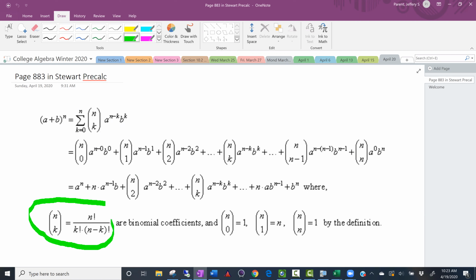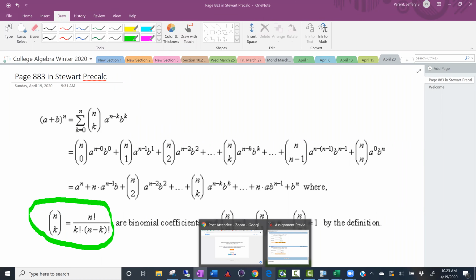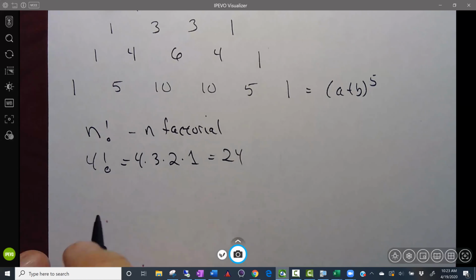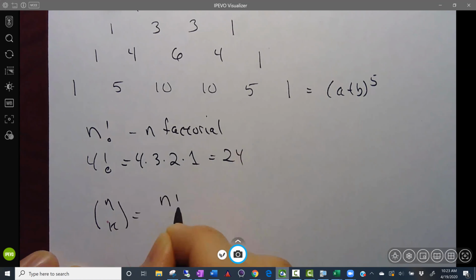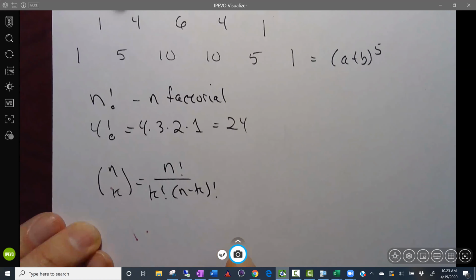What are these coefficients in general? Okay, so it's n factorial over k factorial times n minus k factorial. Oh my gosh, that looks pretty bad. Let's work with it though. Okay, so n choose k is n factorial over k factorial and n minus k factorial.